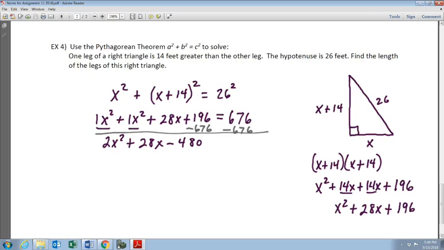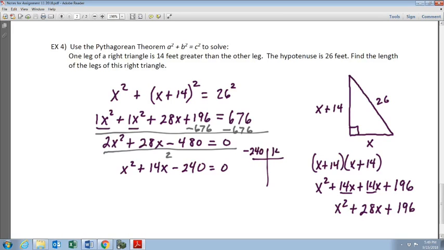So you're going to end up with minus 480 equals 0. Now the numbers are kind of big here. If you wanted to, you could do the AC method on this to try to factor it, but notice all those numbers, 2, 28, 480, are even numbers. So let's divide everything by 2. So we're going to get x squared plus 14x minus 240 equals 0.